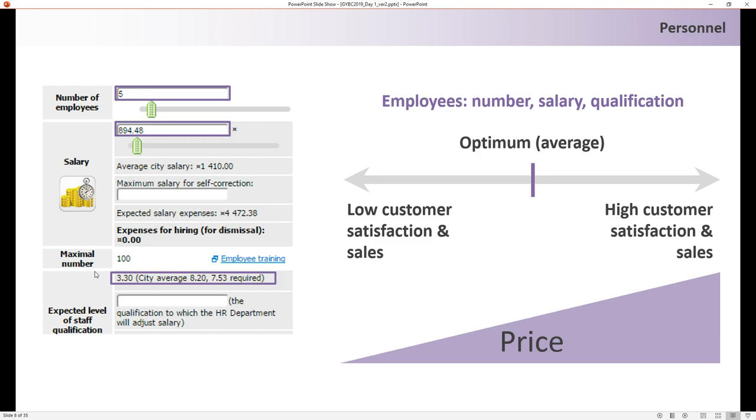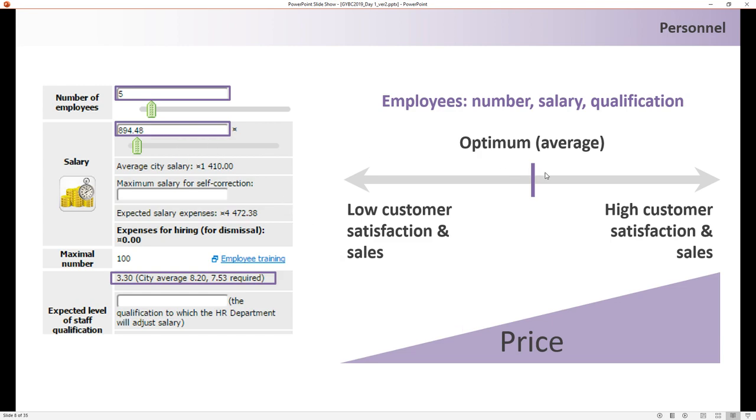Also, you have to take into consideration the average city value, which is the overall quality of service within the city. So you have to take that into consideration. As you can see in this example, the qualification of personnel is quite low, and that will be problematic.